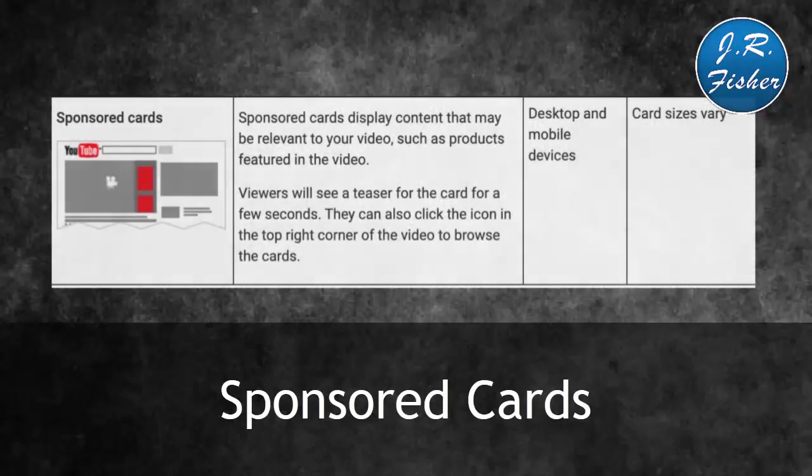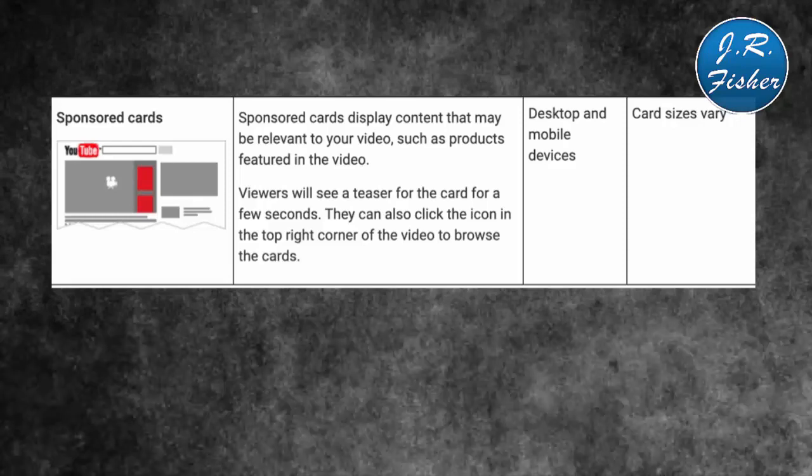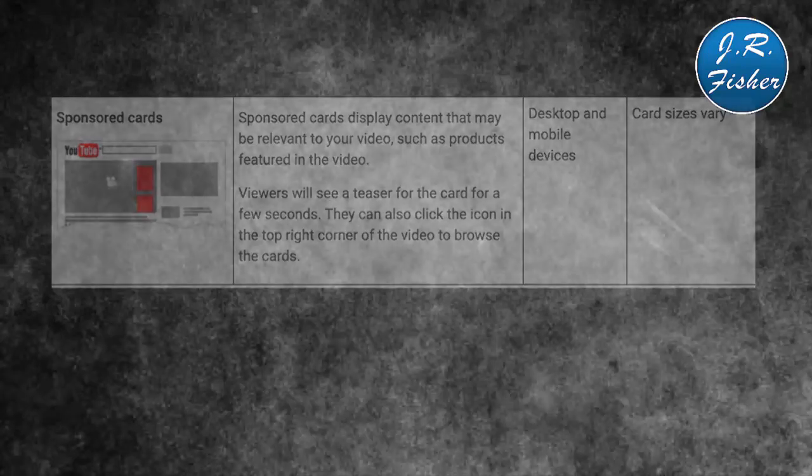Number 5 is sponsored cards. Now, sponsored cards are displayed content that may be relevant to the video that the person is watching, such as products featured in the video, which would be a really good one too. These are going to appear on desktop and mobile devices, and the card sizes can actually vary in length and in size. Viewers will see a teaser card just for a few seconds. They can also click the icon in the top right corner of the video to browse the cards.